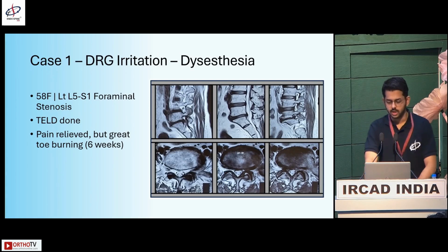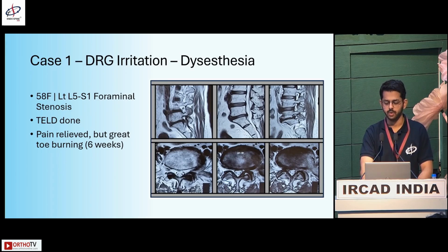Coming to cases of DRG irritation and dysesthesia. This was a 58-year-old lady with severe left lower limb pain due to L5S1 foraminal stenosis and a collapsed disc space. TLD was performed and radicular pain resolved immediately. However, she developed a persistent burning over the great toe, a dysesthetic situation which lasted about 6 weeks. This gradually improved without intervention.